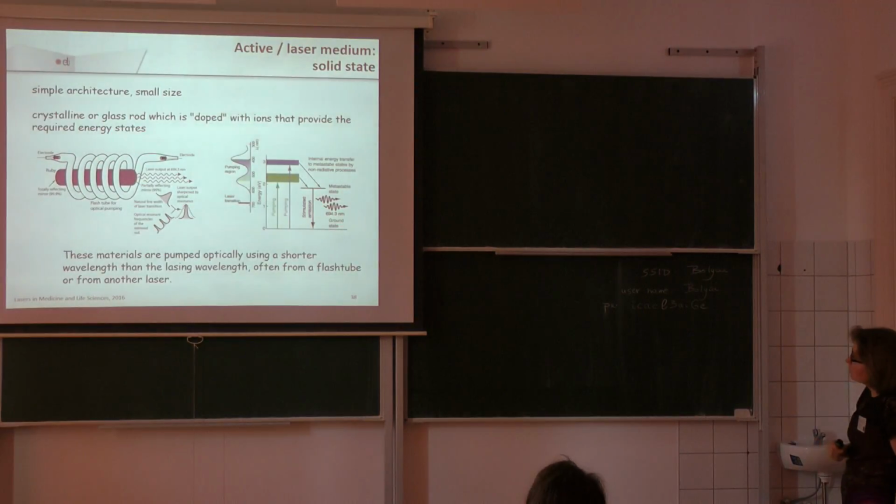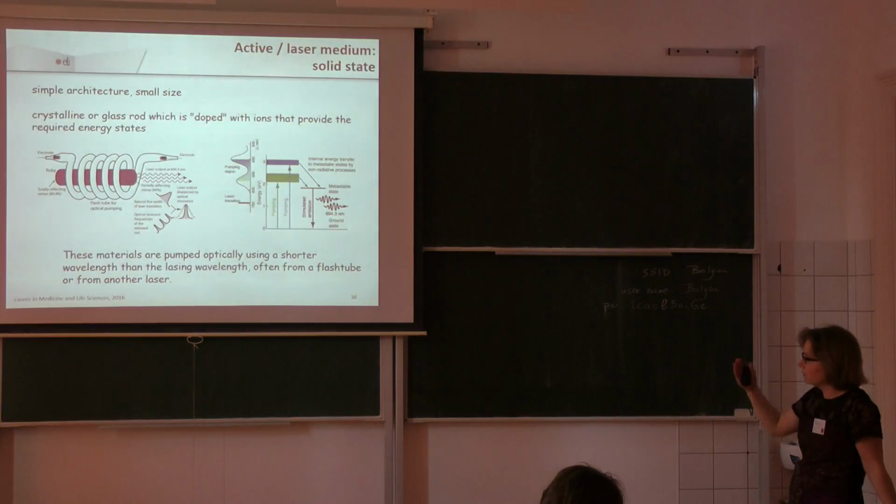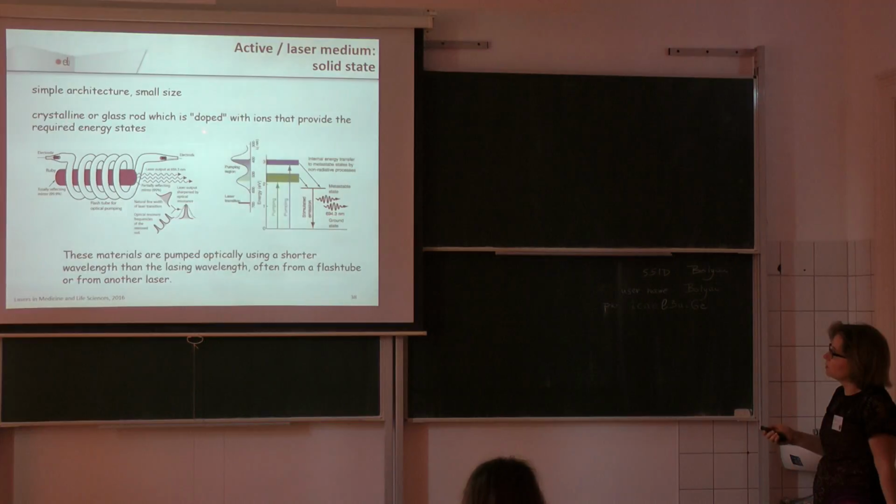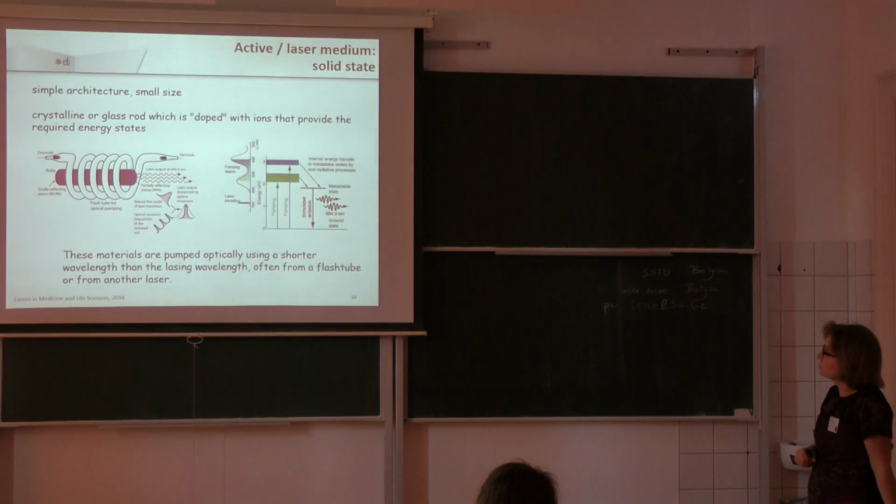So the third type is when the active medium is of solid state, and I listed it here for the third time, but this was the very first laser, as I said, that was operational. Usually it has a crystalline or glass rod which is doped with ions that provide the required energy states. It has a very simple architecture.